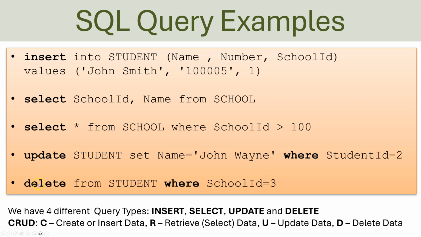Finally, if you want to delete, you use the delete command, delete from student where school ID equals 3 or something. So these are the 4 CRUD operations: insert, select, update, and delete.